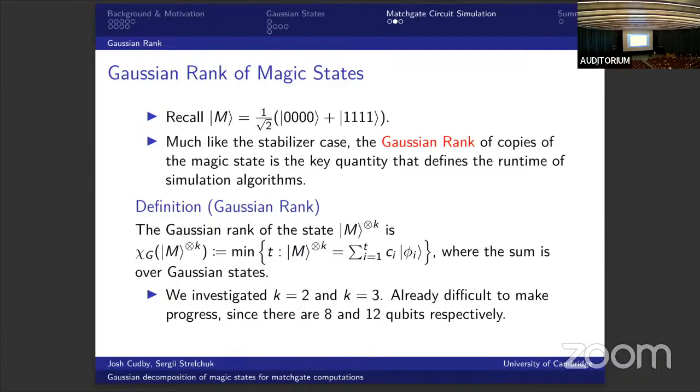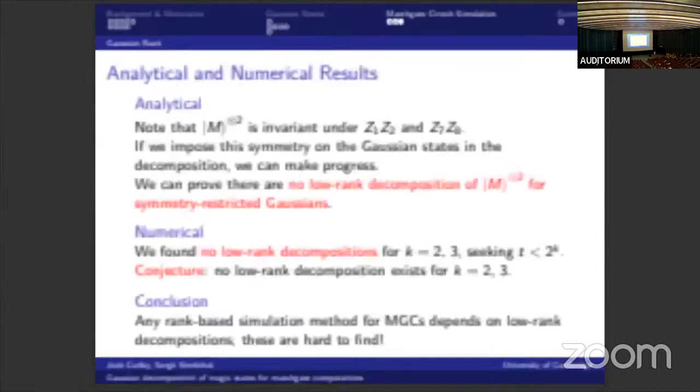So in our work, we investigated k equals 2 and k equals 3 to try and find some low rank decompositions. Now, actually, already it's quite computationally expensive to work with only 2 and 3 copies because that's 8 and 12 qubits. And when the pioneering work was being done in the Clifford case, they found that going beyond 6 or 7 qubits was very hard to optimize over, and we experienced similar difficulties. So what did we manage to do?